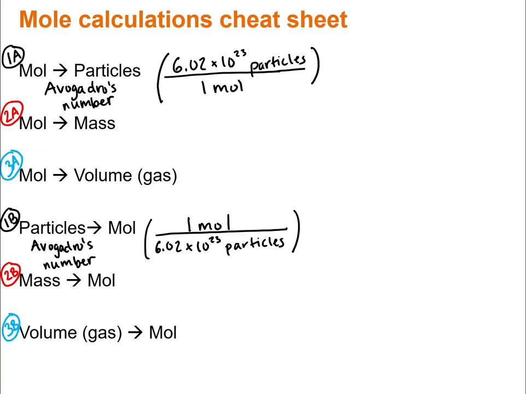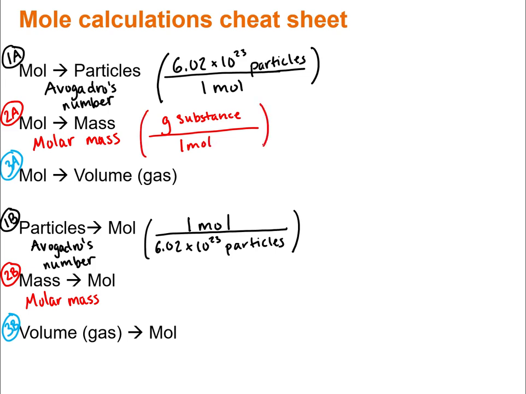The next set, 2A and 2B, whenever you're going from moles to mass or mass to moles, you use molar mass. You have to calculate molar mass from the periodic table. But once you figure that out, if you're converting from moles to mass, you'll want the grams of your substance on the top and 1 mole on the bottom. To go from mass to moles, 1 mole on the top, and your grams of substance on the bottom.